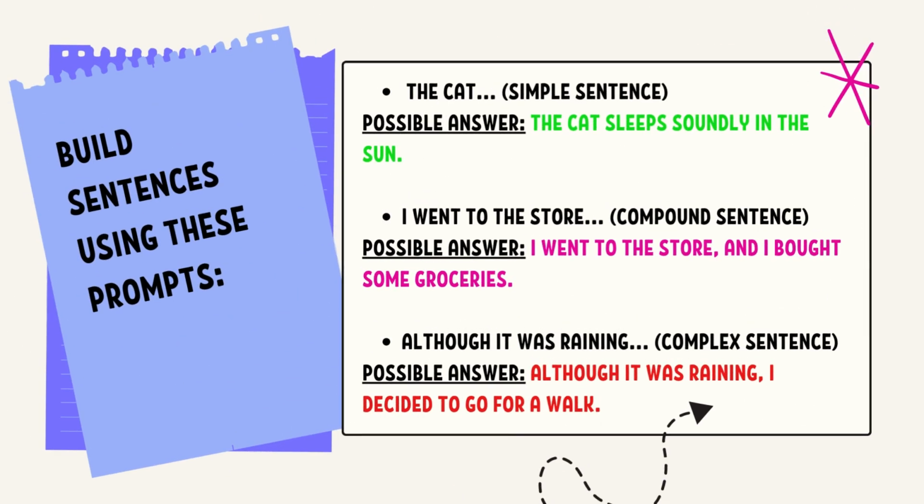The cat. Simple sentence. Possible answer: the cat sleeps soundly in the sun. I went to the store. Compound sentence. Possible answer: I went to the store and I bought some groceries. Although it was raining. Complex sentence. Possible answer: although it was raining, I decided to go for a walk.